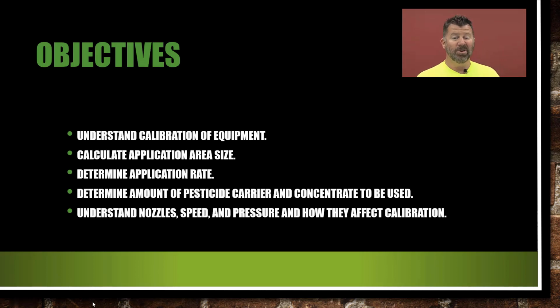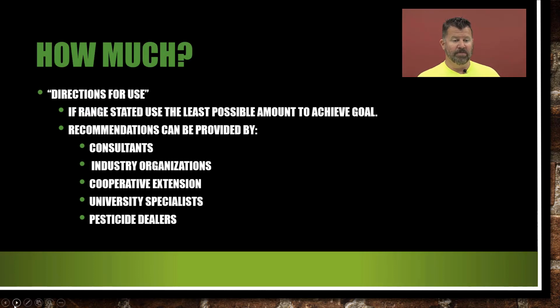Starting off with understanding calibration and how we're going to get started. We're going to determine how much to apply. And where we're going to find that information, guys, is in the directions for use. You've already seen the lecture entitled Pesticide Labeling, so you should be very familiar with that pesticide label. We're going to find our application rates in the directions for use. And what if it states a range? Let's say it says 3 to 4 ounces of pesticide per gallon of water. Well, guys, you want to use the lower amount to achieve your desired effect. So we want to go with 3.